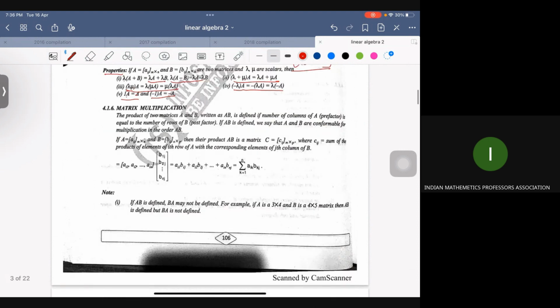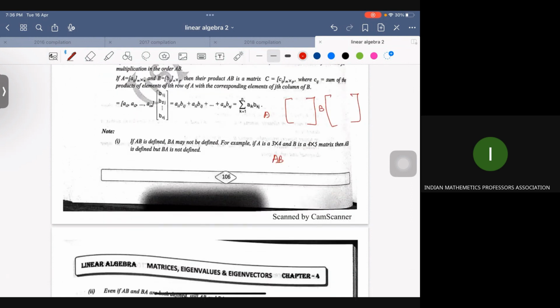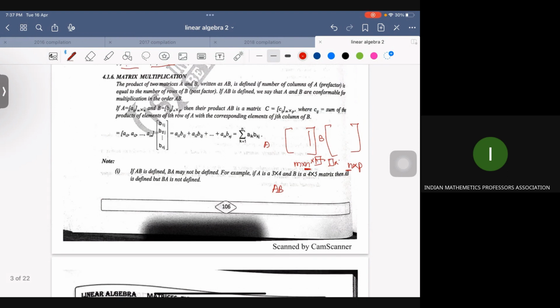Matrix multiplication. We all know that for matrices A and B, AB is possible if the number of columns of A is equal to the number of rows of B. If A is of order m by n, B should be of order n by some p. So if the number of columns of A is equal to the number of rows of B, then the matrix multiplication is defined.